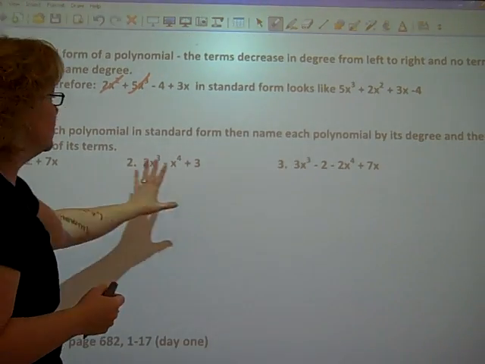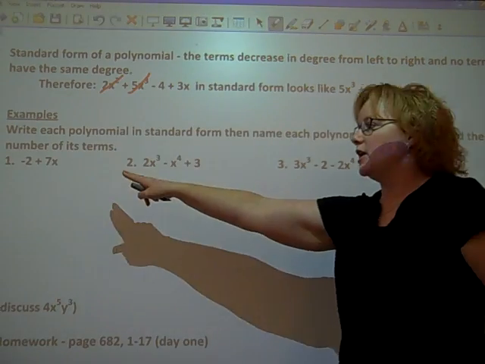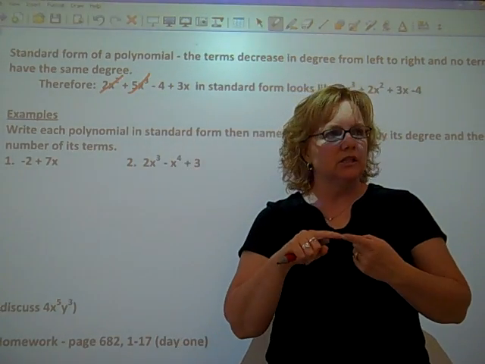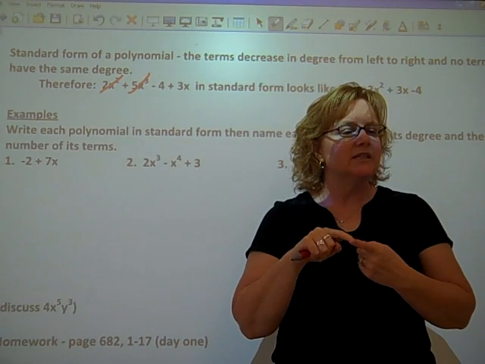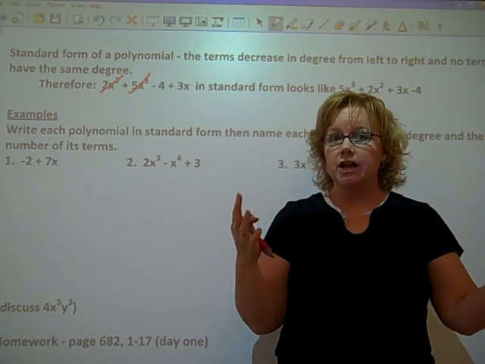Okay, so your homework's going to look like this. Write each polynomial in standard form, then name each polynomial by its degree and the number of its terms. So I look at number 1 and I would say to myself, is this in standard form? Is it in descending order according to my exponents? Yes or no? No. So I need to get it there.